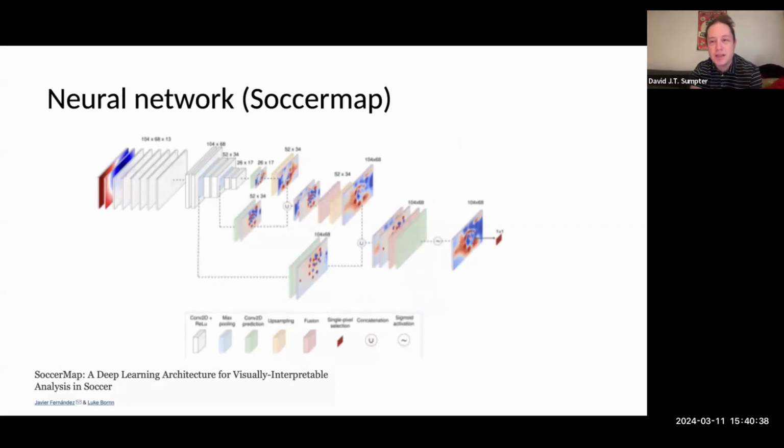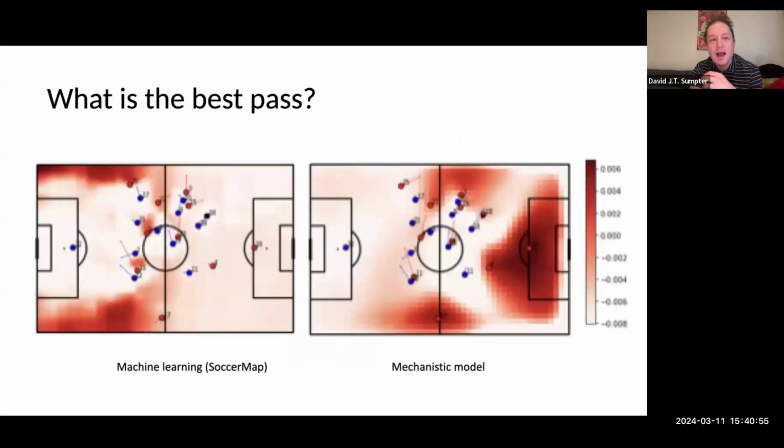We took the state-of-the-art work in the machine learning approach. This was done by Javier Fernandez, who I mentioned earlier, at Barcelona. What he did is he built a neural network which tried to predict whether there would be a goal or not based on the positioning of the players. And he did the same thing, looking at what would be the best pass.